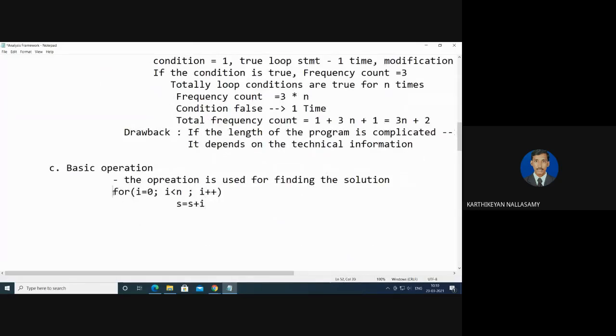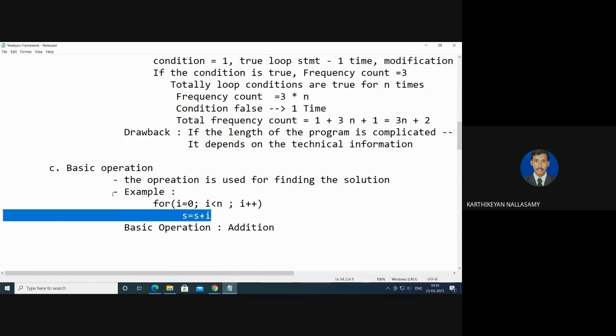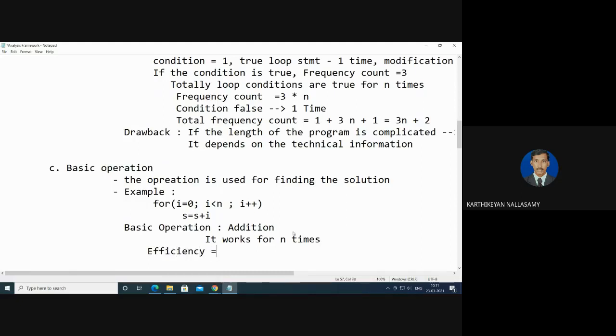Here my objective is to find the sum of natural numbers, from 0 to n minus 1. So for this case, the basic operation is addition. This addition needs to be used for calculation of your operation. So normally it will work for n minus 1 times, approximately n times. So the efficiency is n. So this is the way we have to calculate the efficiency for basic operation.